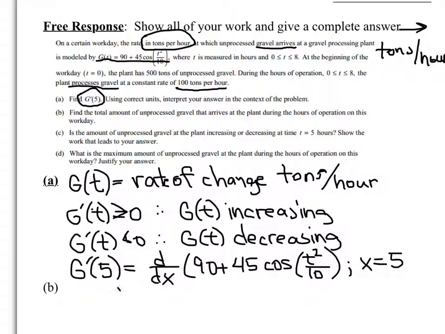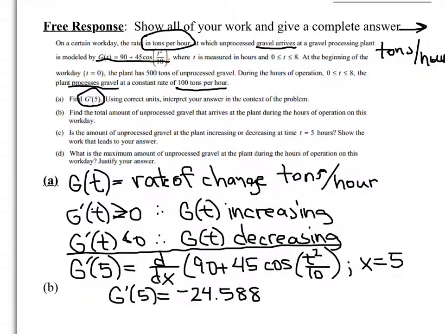Now, when you did that, the answer was negative 24.588. Always go to 3 decimal places when using your calculator. So since this number is negative, then we can say that my original function is decreasing. Now, what was the original function as far as context of the problem? That was my rate of change. So therefore, the rate of change is decreasing.